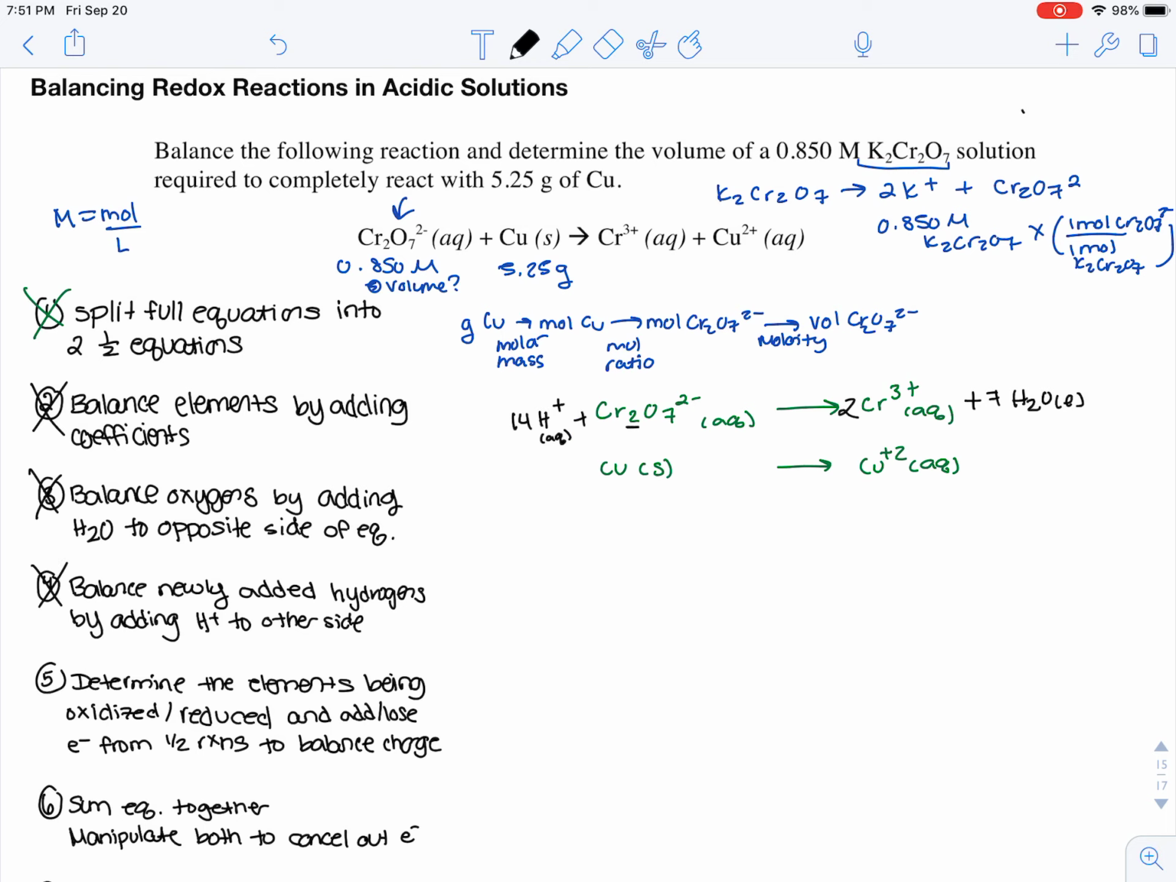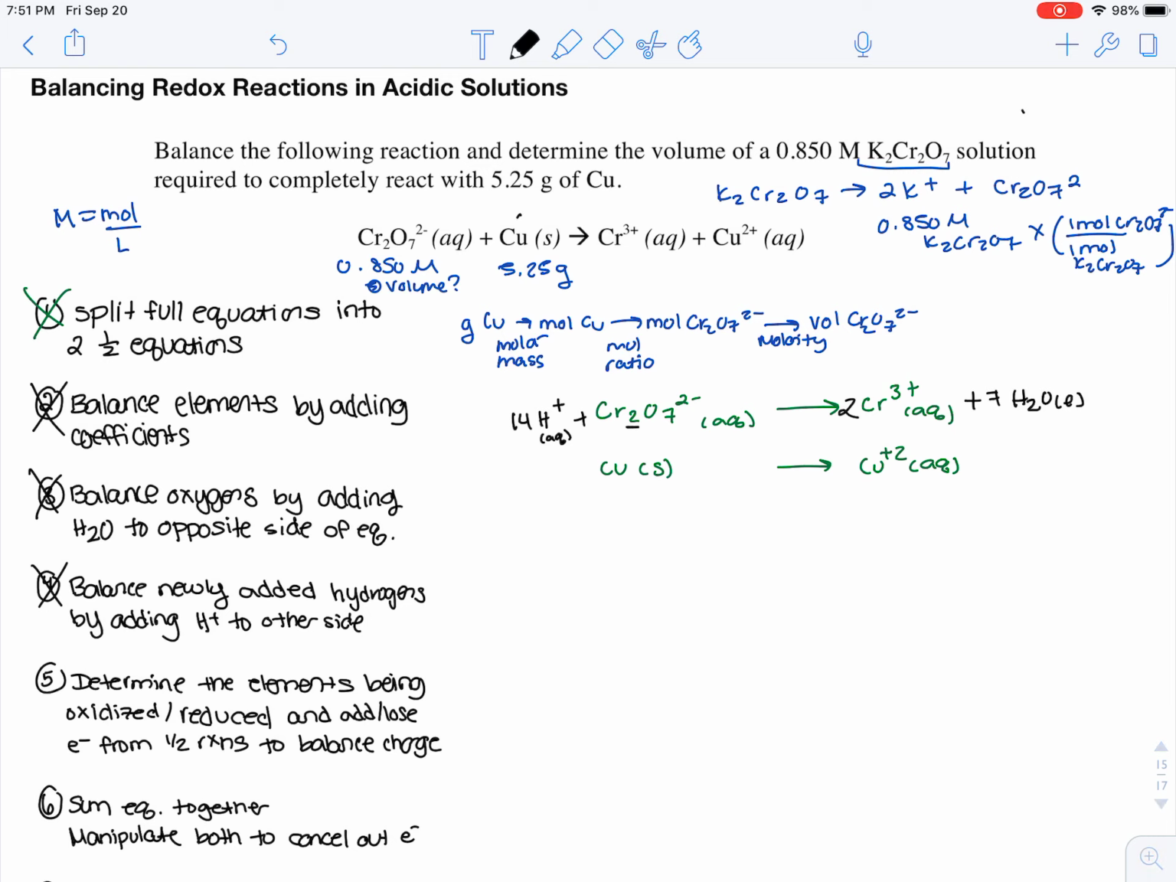Determine the elements being oxidized and reduced and add loose electrons from half reactions to balance the charge. So now I have to balance the charge and know where the electrons were gained and where they were lost. And the best way to do that is to determine which one is oxidized and which one is reduced.